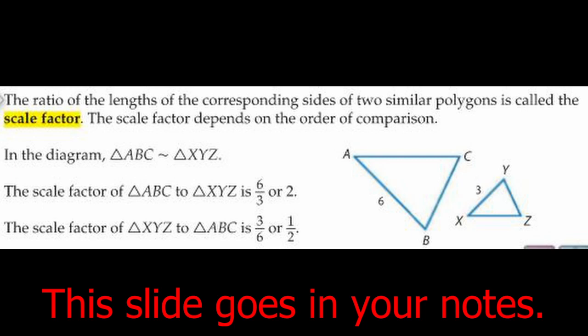You can write it backward too. If you wanted to write it backward, you can do the 3 from the smaller triangle on top and the 6 from the larger triangle on the bottom. If you reduce those, you get 1/2, meaning that the small triangle is half as large as the large triangle. You can write it either way, but make sure that you know which direction you're writing it. Are you going from large to small or from small to large? Because it actually does matter. You can't get your scale factor upside down.